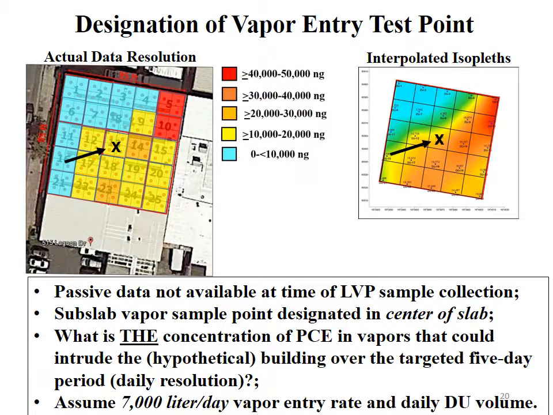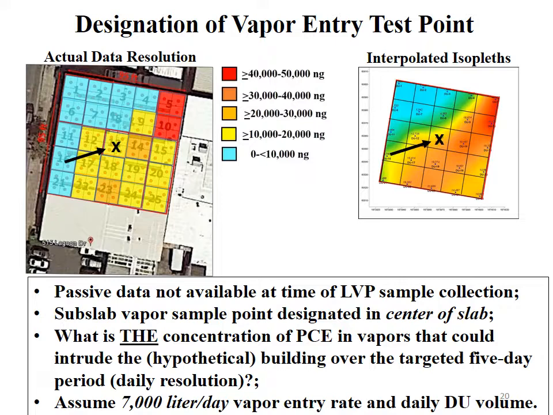So the next step here was to designate a vapor entry point for collection of a large volume purge sample. Now we hadn't received the actual passive sampler data at the time that we needed to collect the LVP samples. They were about to remove the slab for construction purposes, so we designated the vapor entry point at the middle of the slab. So this would be a scenario. Let's say you didn't know anything about a particular site you were working on. There's no reason to suspect a source area under the building. Maybe you're looking at a groundwater plume passing under the building, so you would just designate a vapor entry point in the middle of the slab. That's what we did here.